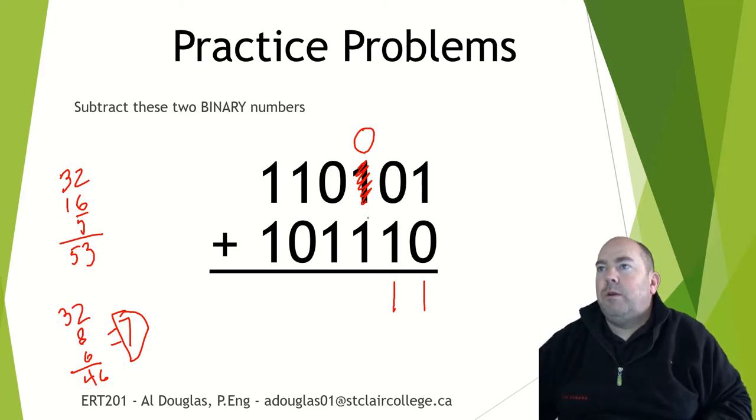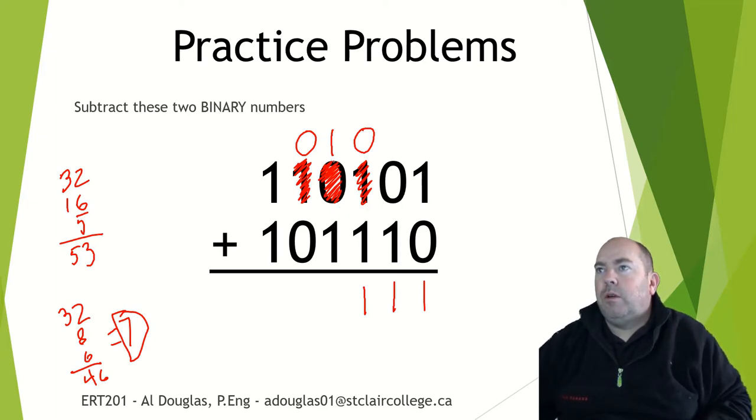Now a 0 minus a 1 here, again, is a 1, and we need to borrow. Now when we borrow from here, we're going to change this to a 1. Which means we need to borrow from here, which changes this to a 0. Okay, because we had nowhere to borrow from. Okay, so now we're all good.